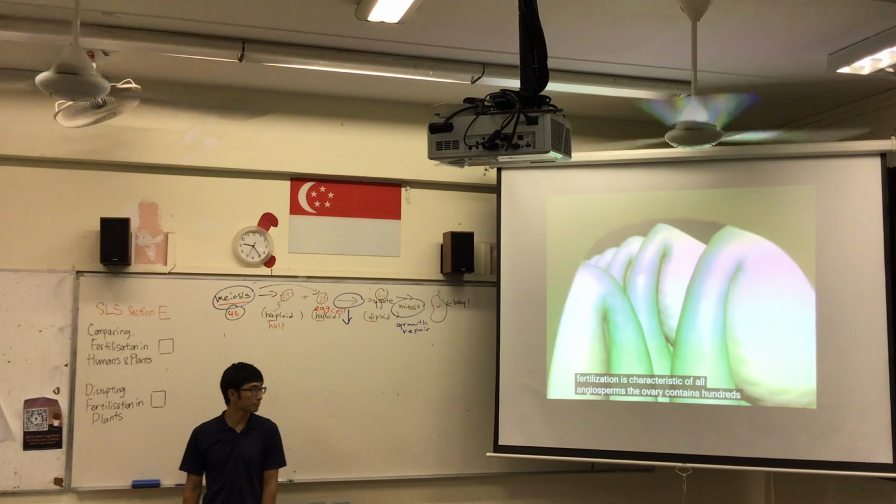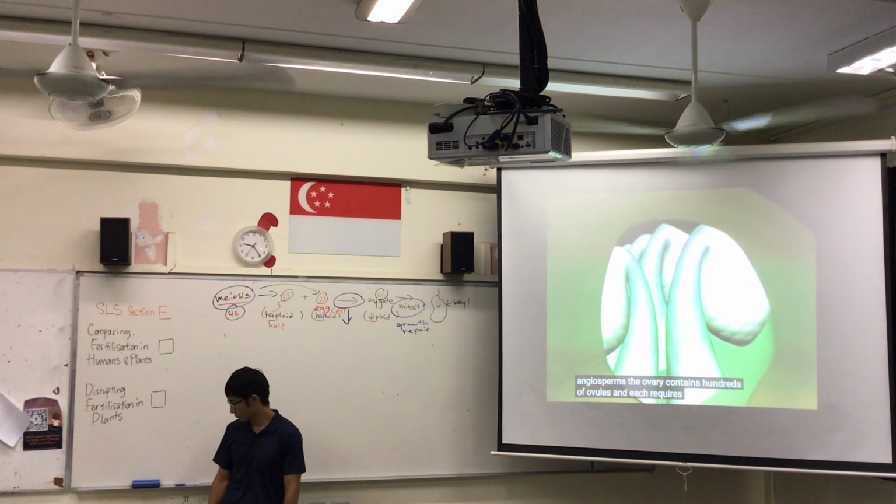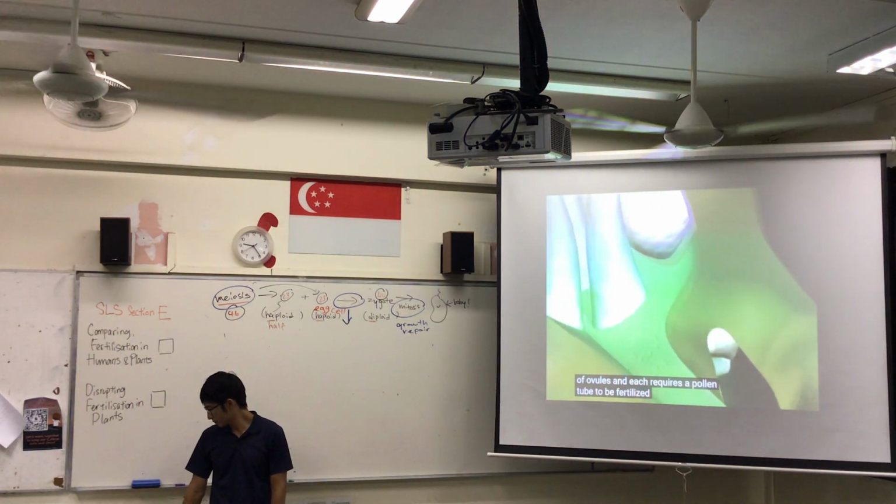The ovary contains hundreds of ovules, and each requires a pollen tube to be fertilized.